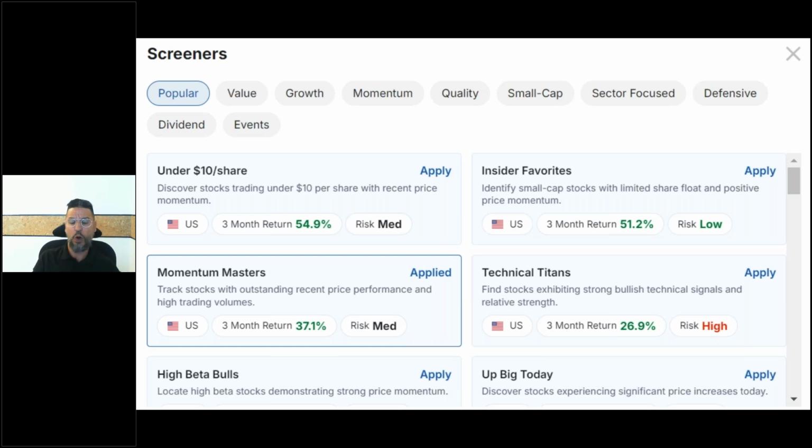Insider favorites, kind of simple, as the name implies. What we're talking about here are small cap stocks in which company insiders and executives have actually been loading up on shares and not selling. So that of course kind of makes sense, and we see the return over the past 3-month period well above the broader benchmark. Same can be said with the Momentum Masters screener, the Technical Titans, and we'll go further into detail into some of those screeners right now, I believe.